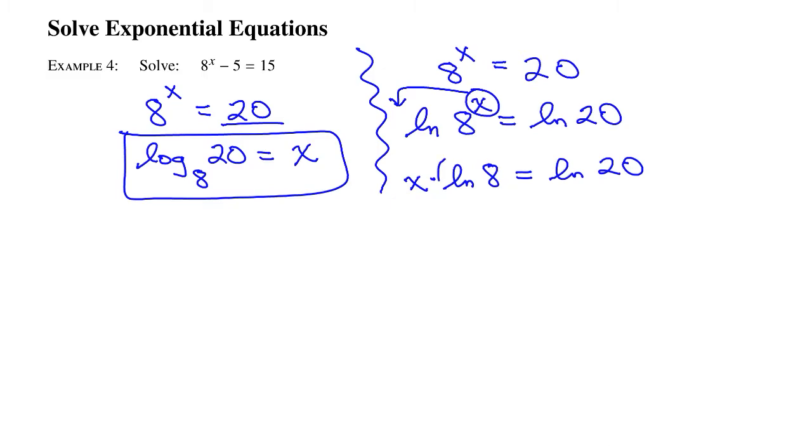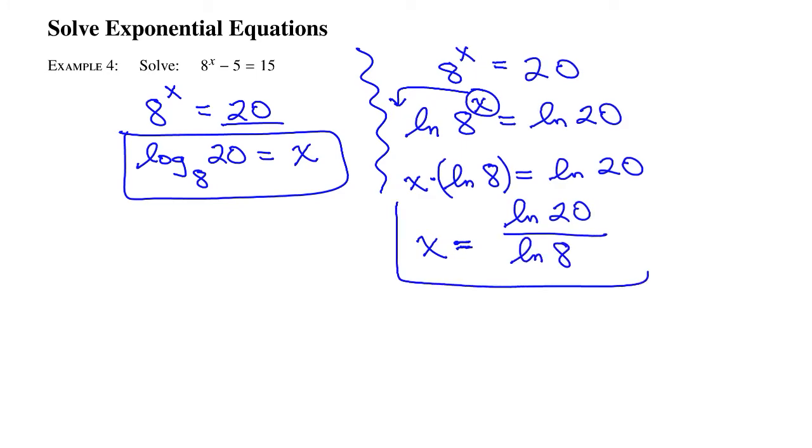Finally, the natural log of 8 is just a number. And so I can divide on both sides, and I get x is equal to the natural log of 20 over the natural log of 8. And you may think, well, I got two different answers. Which one is correct? Well, it turns out they're both correct. These are equivalent.